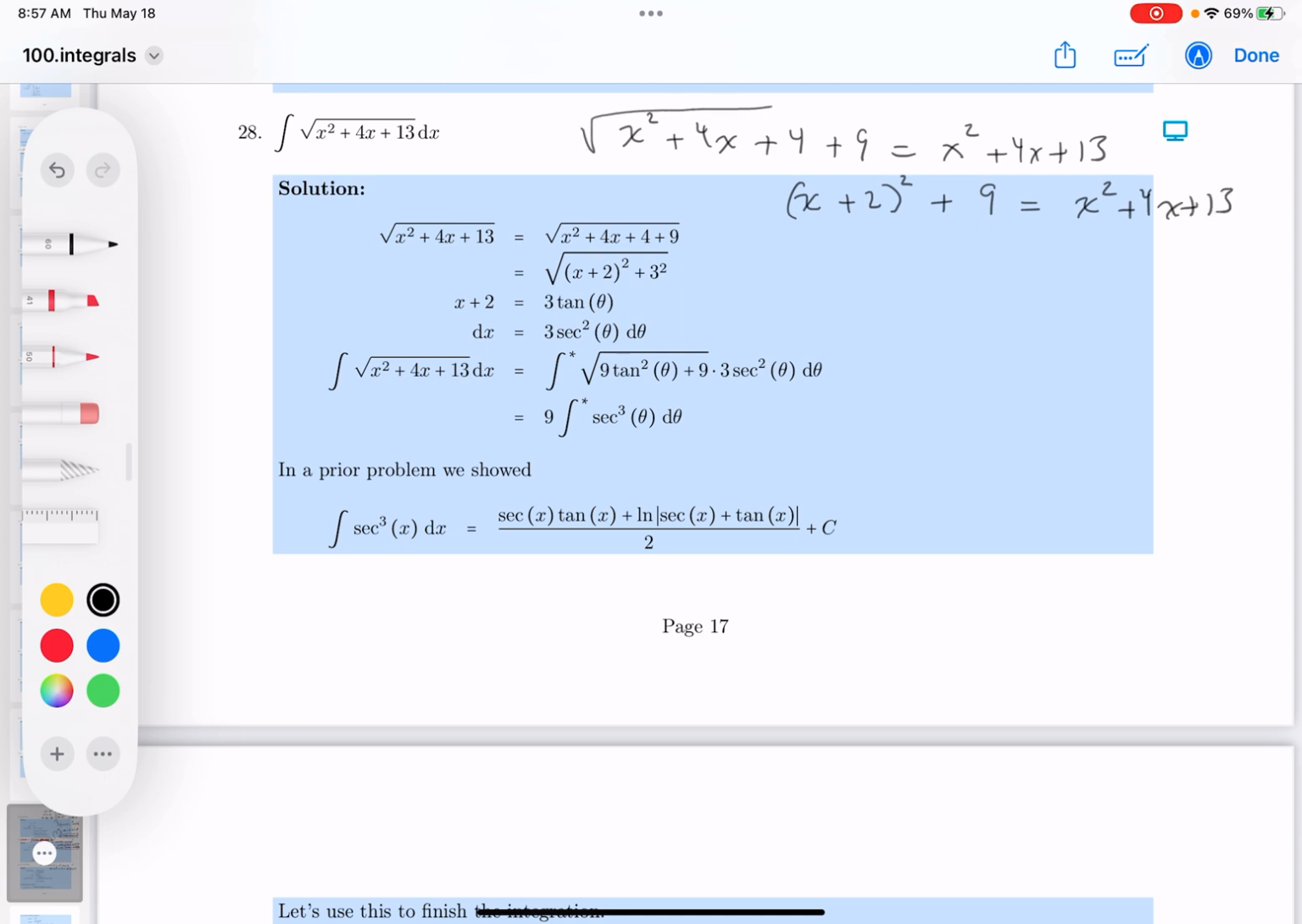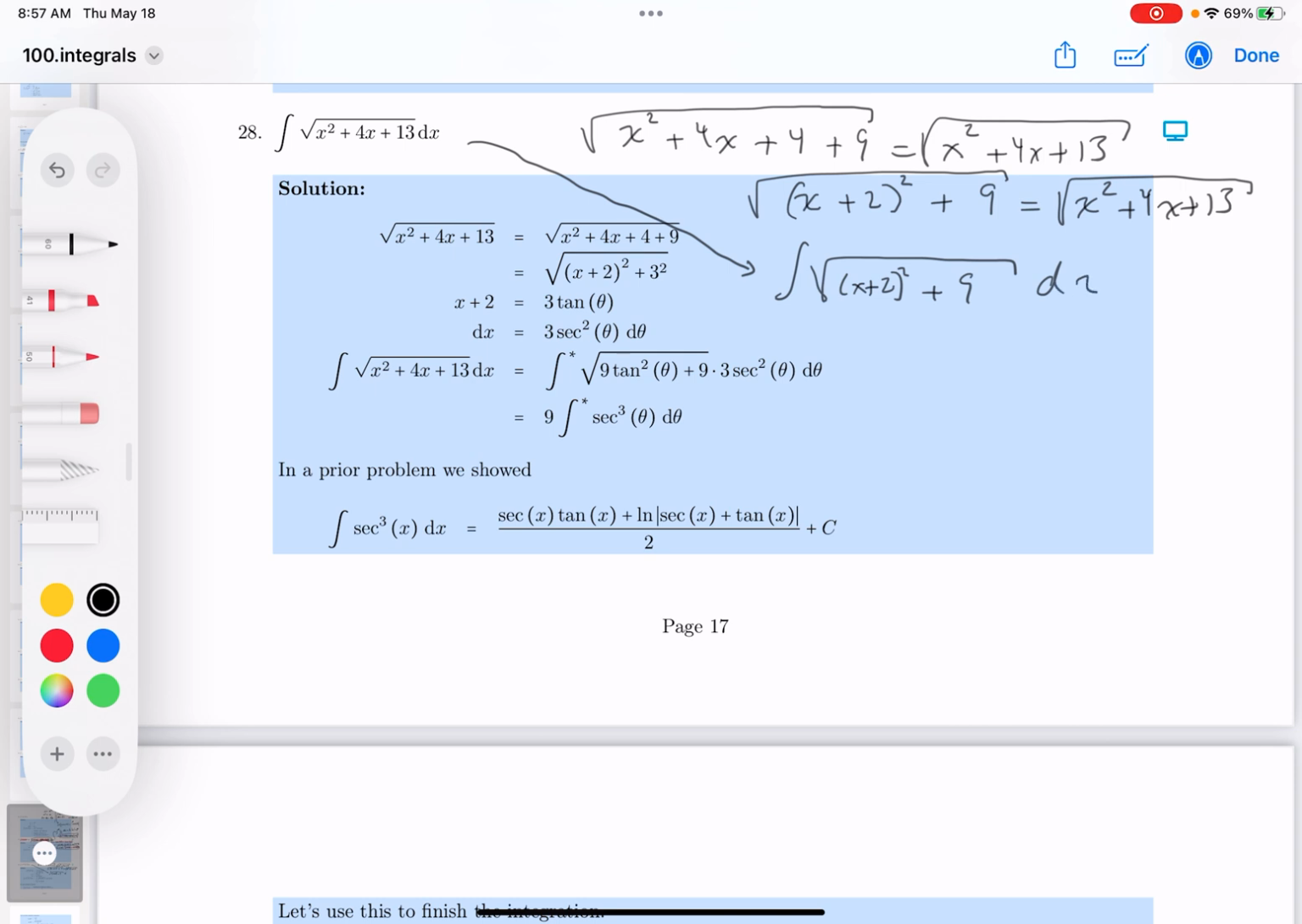All right, let me put the root symbol on it. So I've got something pretty simple. My integration problem really looks like this one over here now. It looks like this trigonometric substitution we've been doing in the past, by the way. So I'm going to say x plus 2 is equal to, the square root of 9 is 3, and then a tangent of theta.